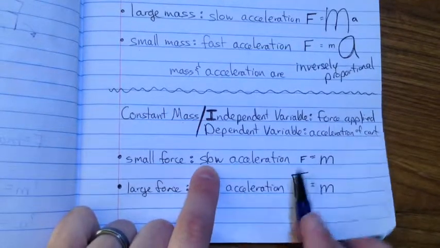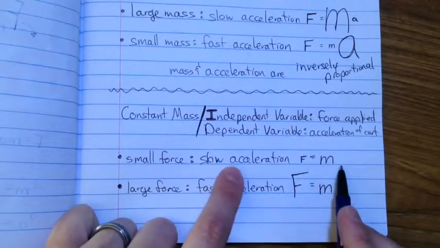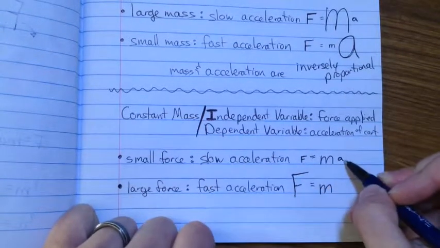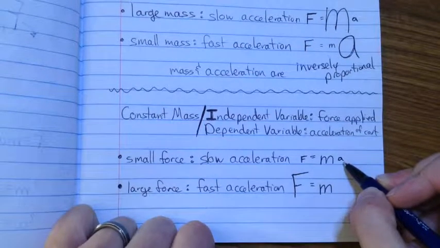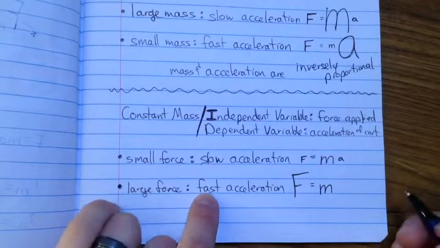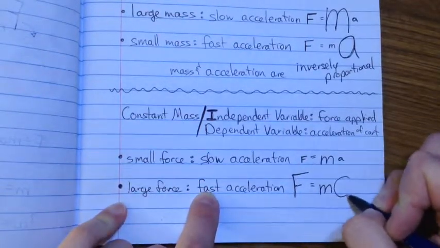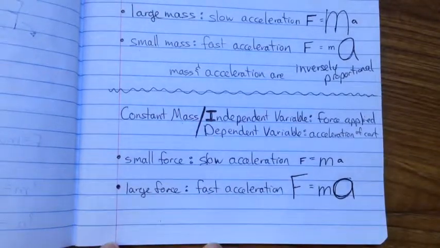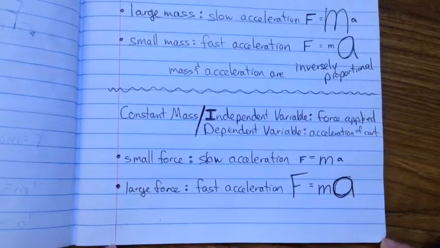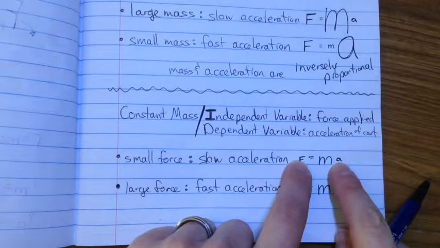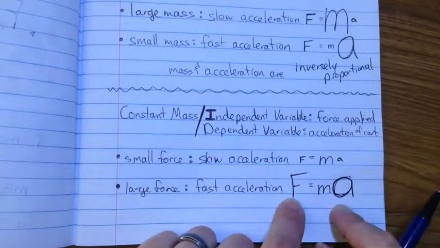Now, the resulting acceleration with a small force, we get a small acceleration. So draw a small lowercase a. Alright? Large force results in a fast or a large acceleration. So draw a large lowercase a. So, with force and acceleration, if the force is small, the acceleration is small. If the force is large, the acceleration is large.